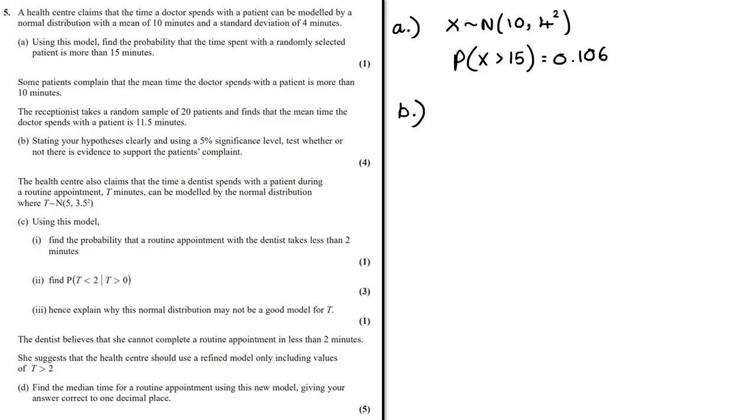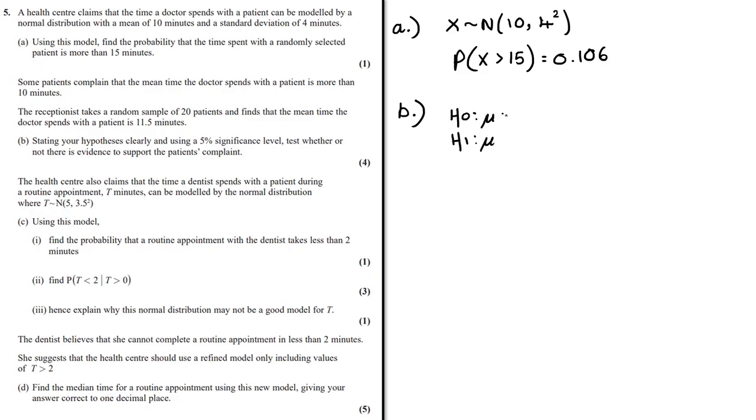Because this is a hypothesis test, it makes sense to start by defining the hypotheses. So we're going to have H0 and H1 here. Now because we're testing a mean of a normal distribution, we're going to use mu as our parameter. So mu here and mu here.